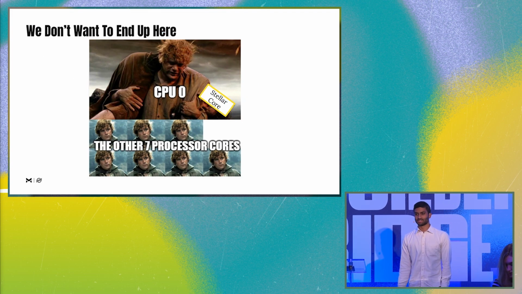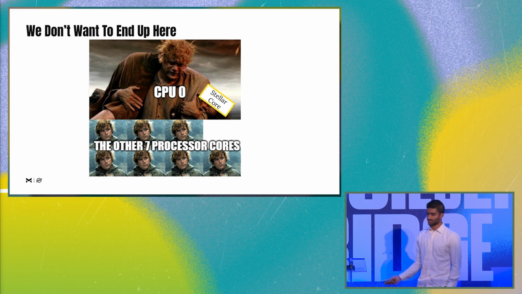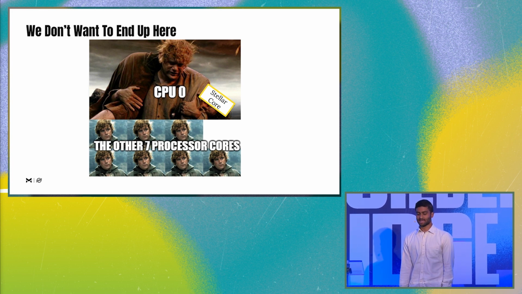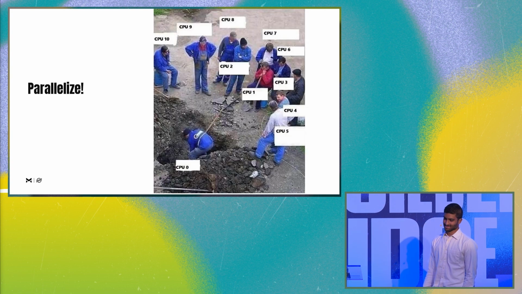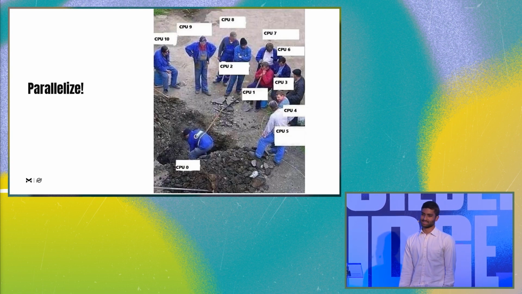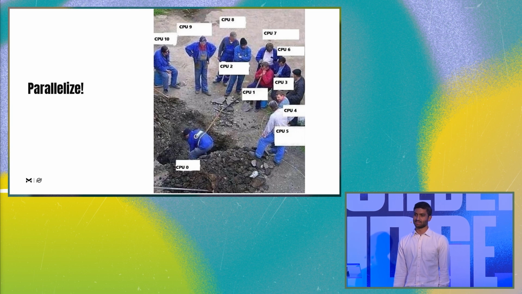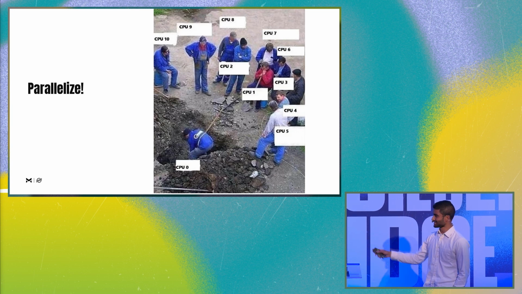As Soroban usage is ramping up, we don't want to end up here. We don't want to end up in a situation where we're using one CPU to its limits, and the other cores are just sitting idle. So the main goal of this talk is to discuss parallelization efforts in Stellar Core. This image is also what we don't want.